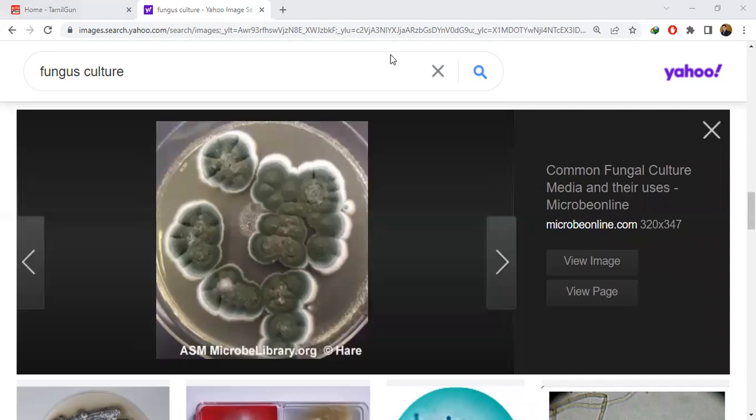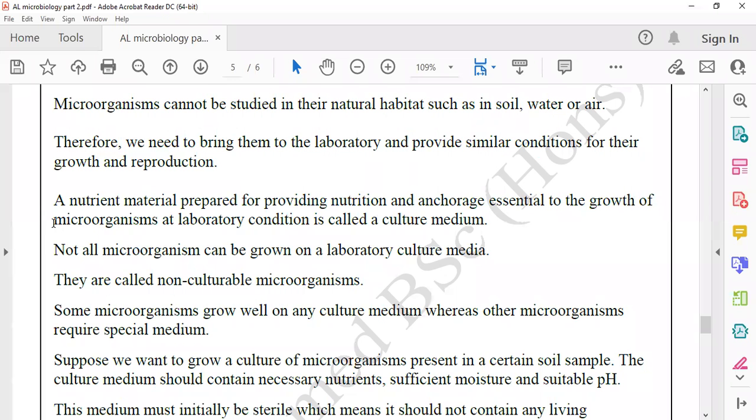So what is a culture medium? It is a nutrient material prepared for providing nutrition and encouraging the growth of microorganisms under laboratory conditions. That is called a culture medium.